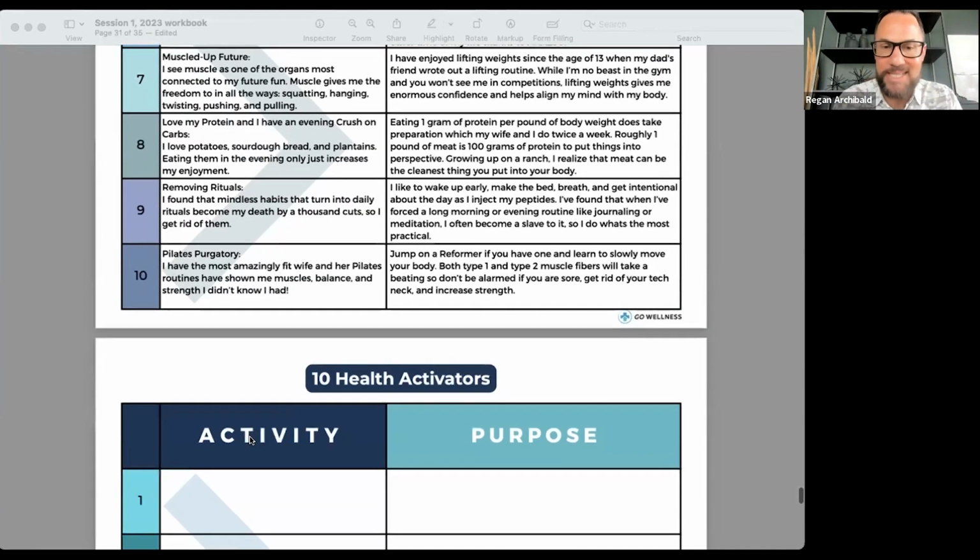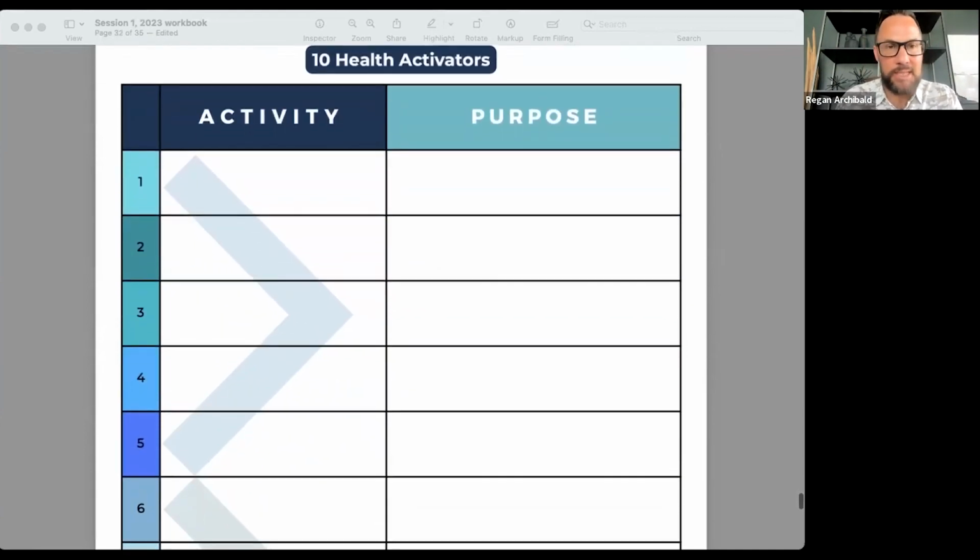So those are my 10 that I shared with you. What do you guys got? How many of you have some health activators that you love doing on a daily basis? And do you have a reason why you do those?